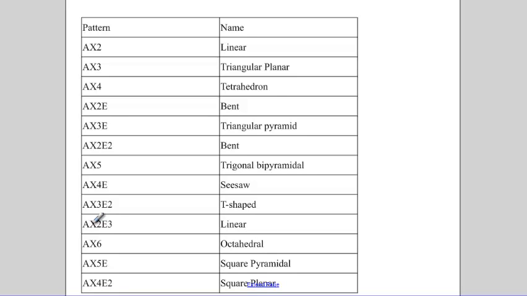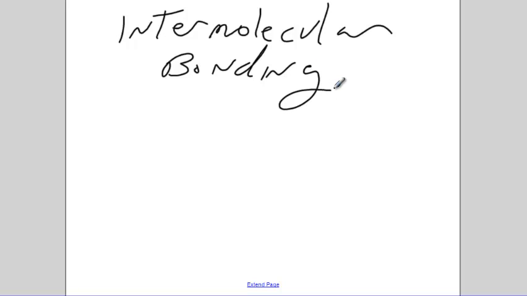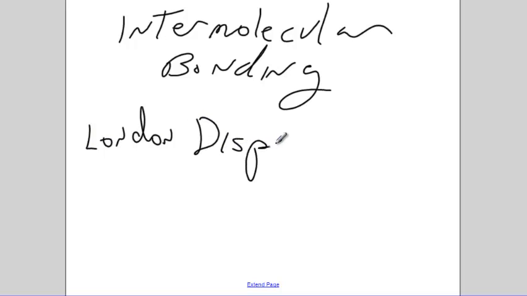Now, what are the consequences of this list? Really, what we care about is intermolecular bonding. That is, what is the bonding between the individual molecules? I mentioned this in the last video. This is where we're going to talk about it. Now, in terms of covalent things, there are essentially three types of intermolecular bonding. The first one is called London dispersion. Now, technically, London dispersion is in between everyone. But what we're going to talk about specifically is the case where London dispersion is all there is.